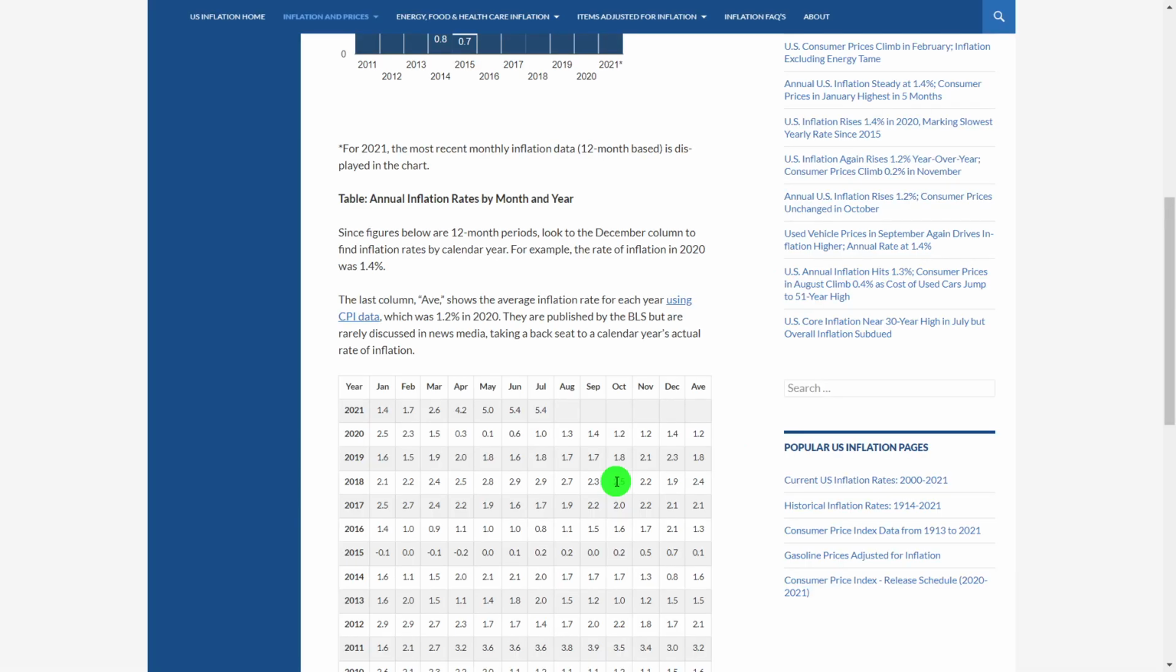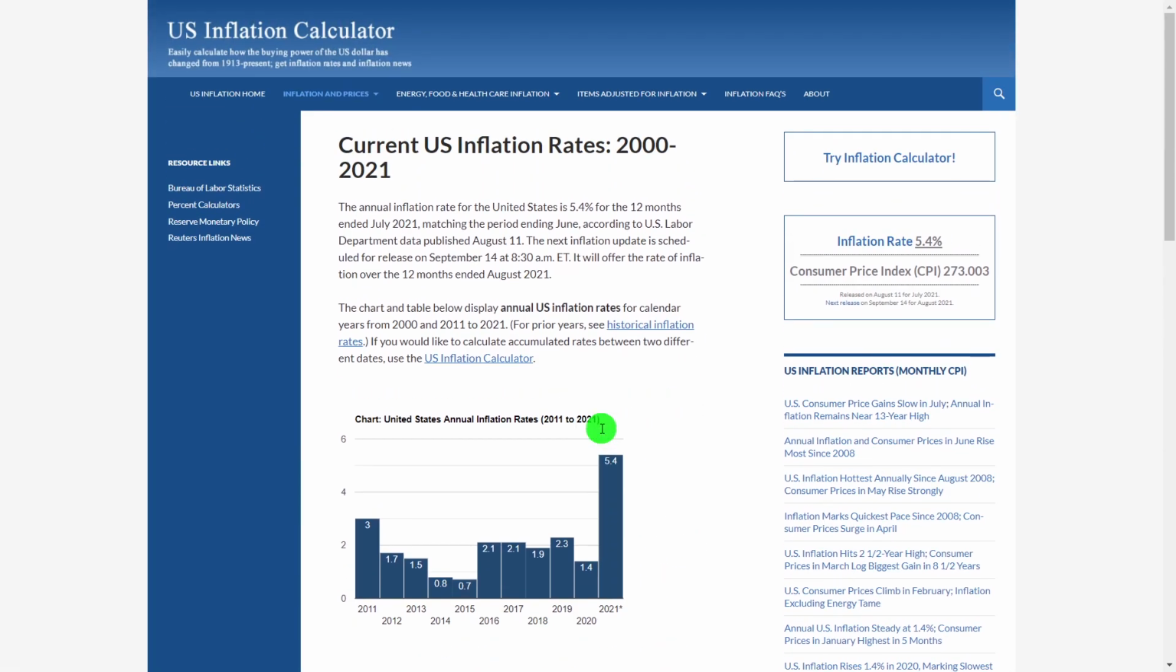So what does that mean? Why is that important? Here we have the current US inflation rates from 2000 to 2021. And as you can see here, the annual inflation rate for the US is 5.4% for the last 12 months ended in July. And we will be checking this again. This data was published yesterday, so hopefully this is still new to some of you. And the next one we'll be releasing is on September 14th. So make sure to come back then to see what the inflation is.